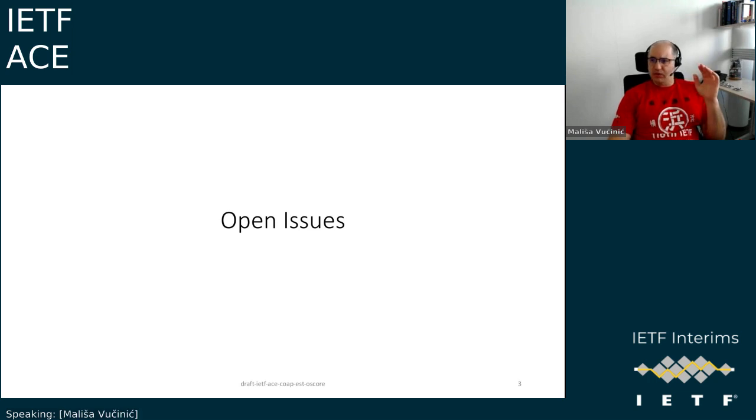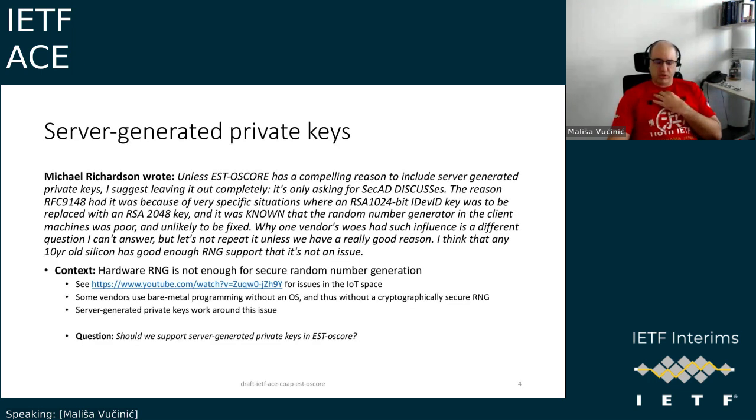So in the interest of time, I will first go with the open issue, and then at the end present the resolutions to the issues from the last meeting. So the open issue that was raised by Michael is on server-generated private keys. And I will read here the comment that Michael posted in GitHub, where he's arguing essentially to remove the server-generated private keys completely from EST OSCORE.